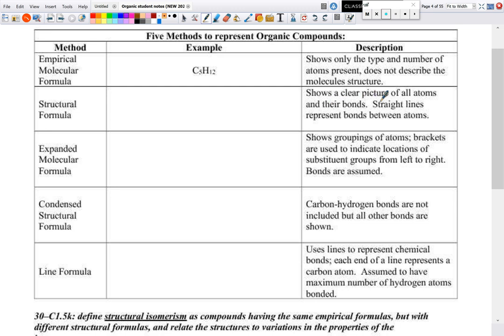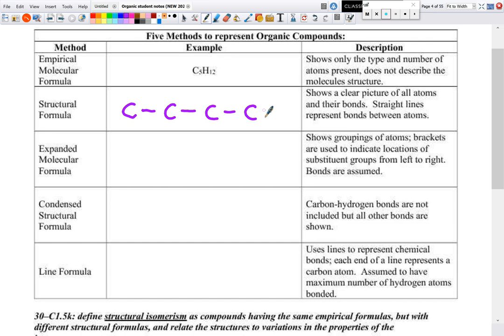So, first, structural formula. This is going to give a clear picture of all the atoms and their bonds. So straight lines are going to represent bonds between the atoms. So if we got C5H12, for example, we can draw it as long as we draw 5 carbons and all the hydrogens around. So 1, 2, 3, 4.